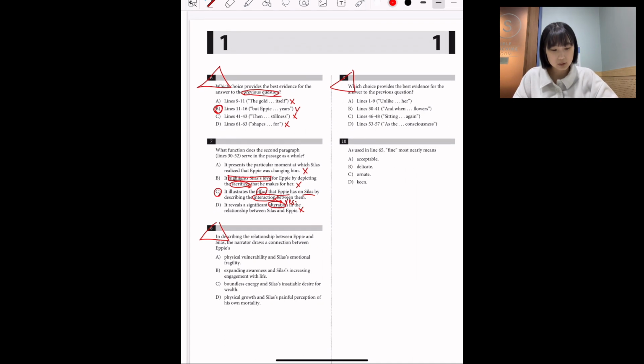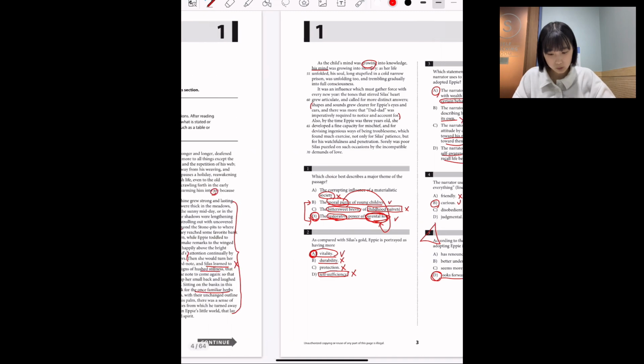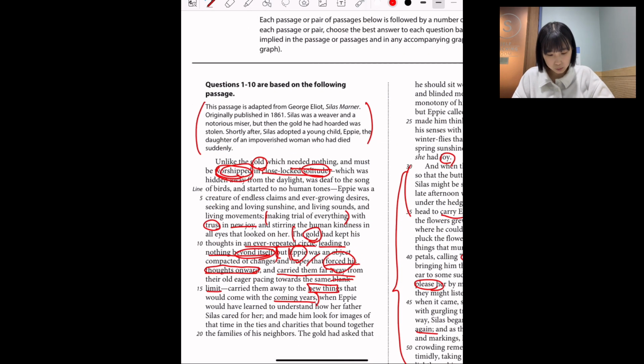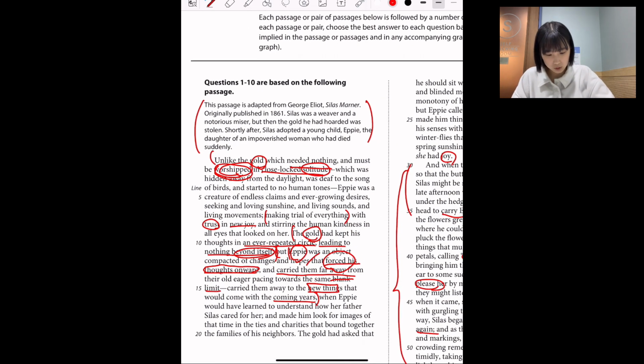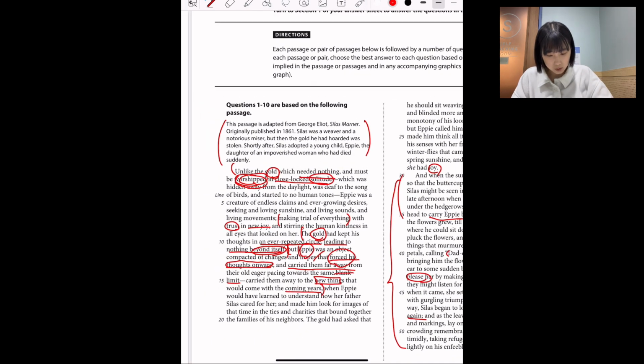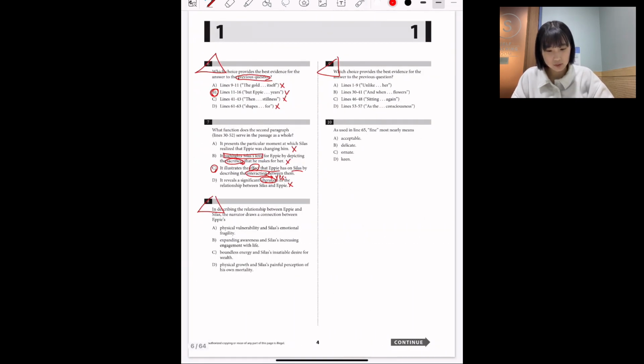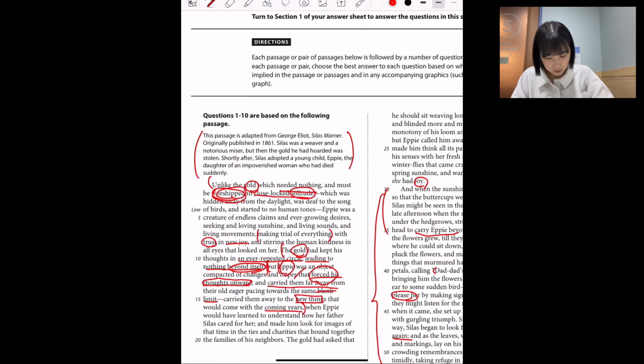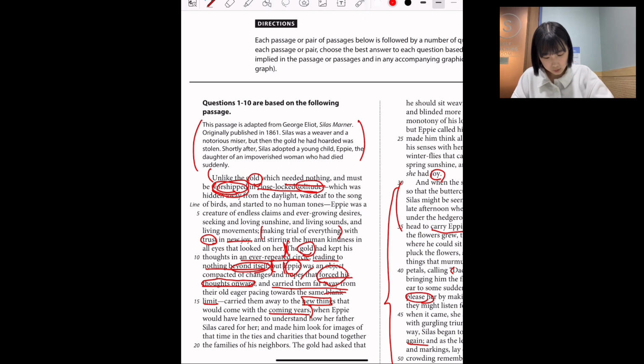So lines 1 to 9. Unlike the gold which needed nothing and must be worshipped in close solitude, which is hidden away from daylight, Epi was a creature with endless claims and ever-growing desires, sunshine, living sounds, living movements. Okay, wait. Yeah, it's until 9, sorry. All eyes I looked on her. So that's a long line, but anyways.